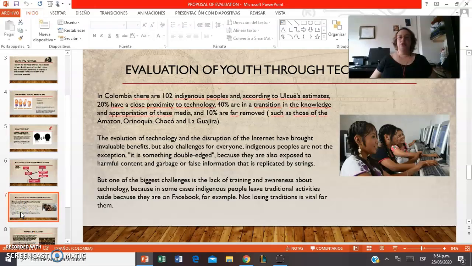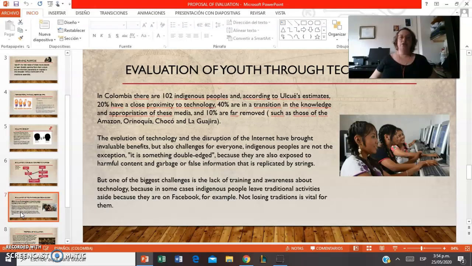Okay, evaluation through technology. In Colombia, there are 102 Indigenous peoples according to UN statements. 20% have close proximity to technology, 14% are in transition in the appropriation of these media, and 10% are far remote, such as those in the Amazon, Orinoquia, Chocó, and La Guajira.